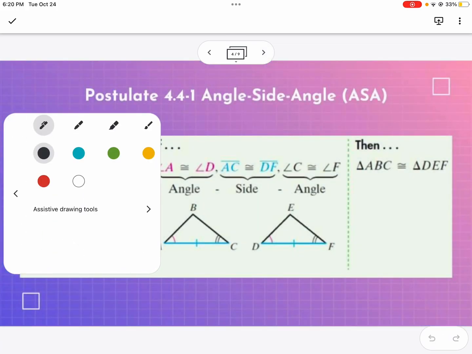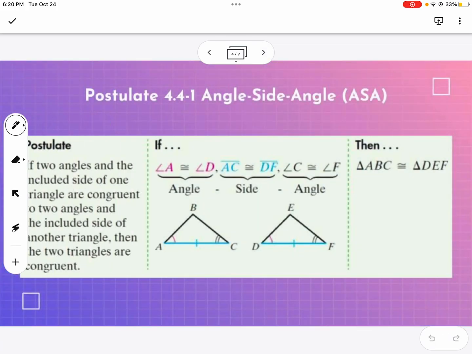So here's our first postulate. It's our angle side angle one, ASA. So this one says if you have one pair of angles that are congruent, another pair of angles that are congruent, and then you have this included side pair, then that's enough information to say that these 2 triangles are congruent. So A is congruent with D, C is congruent with F, and the included sides here are also congruent.